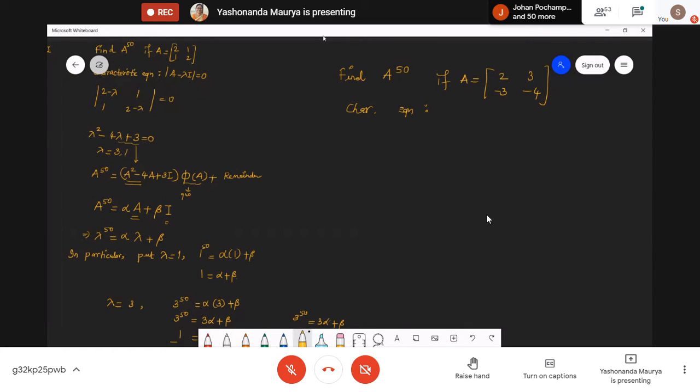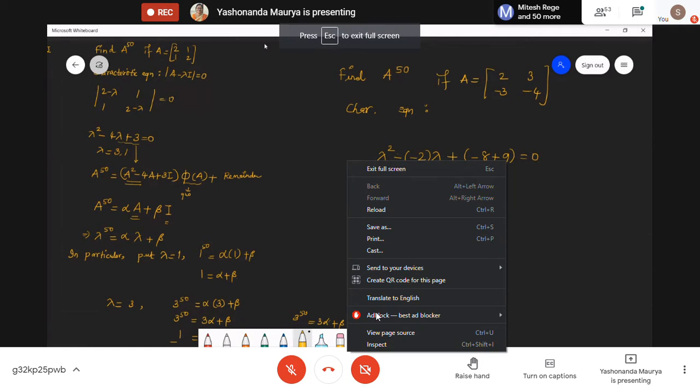It will be, shall I write it directly? Lambda square minus 2 lambda minus 8. So check out what we have got. This is lambda plus 1 square. So the lambda value is repeated. If the repeated value appears over here, and we still want to simplify this expression, finally this sort of thing will be there.